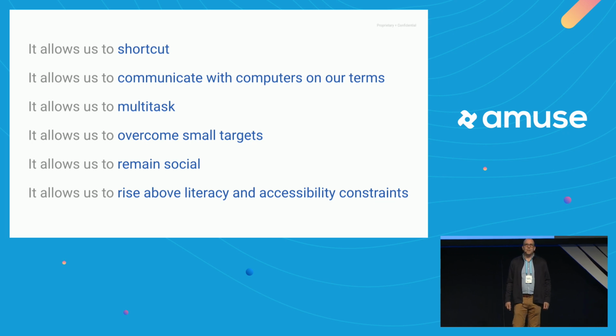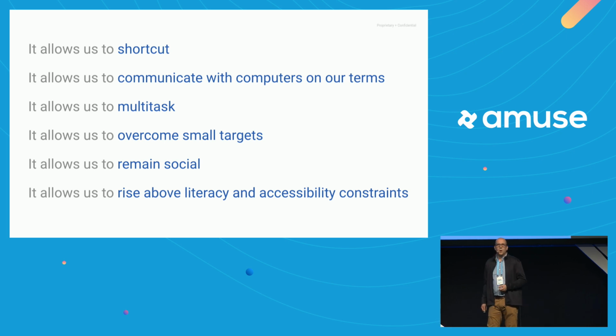It allows us to overcome small targets. So as the form factors in our lives get smaller and smaller, and we move from large desktop computers down to smart watches, voice lets us get past that hurdle, because Fitts' law dictates that as a target gets smaller, it takes more and more effort to meet the target.